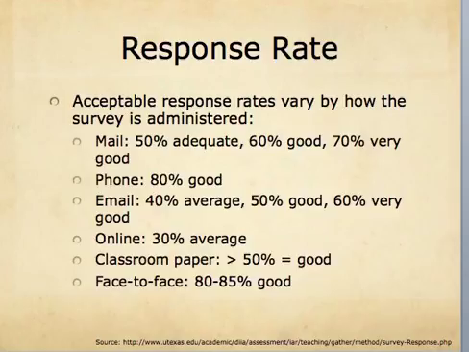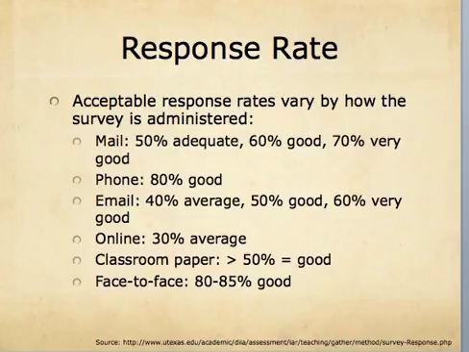So, in terms of response rates, it varies by how the survey is given to your participants. If you have a mail survey, 50% is considered adequate, 60% is good, 70% is really good. A phone survey, 80% is good. Email, 40% is average, 50% is good, 60% is very good. When you do online surveys, 30% is the average of the respondents you get. If you have a classroom paper survey, greater than 50% is good. If you do face-to-face, 80 to 85% response rate is typically good.